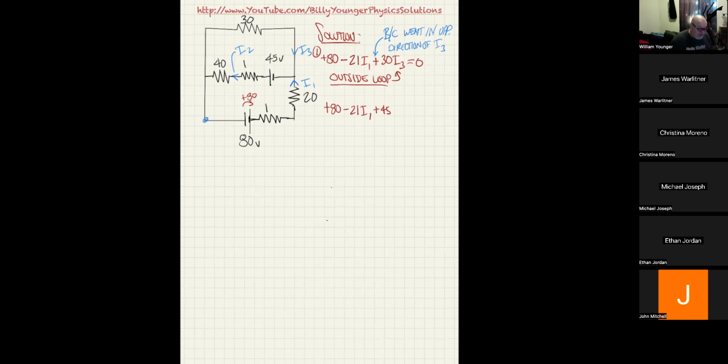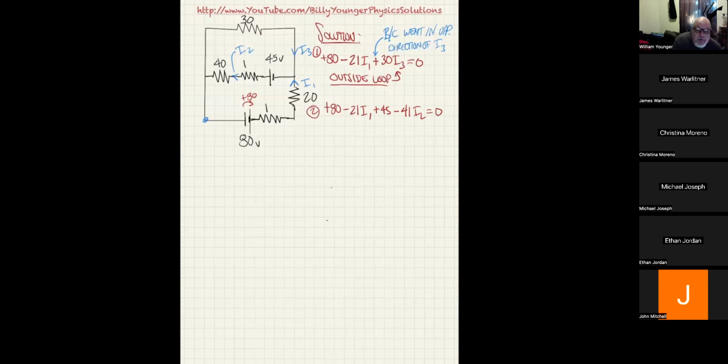Notice by going to the left through that node, through that string of wire, I'm actually going the direction of the current. So I now do minus 41, 40 for the resistor and then 1 for the internal resistance, times I2. Now there's nothing left between me and the blue dot I started at, so I can say equals 0, and this is going to be called equation 2.